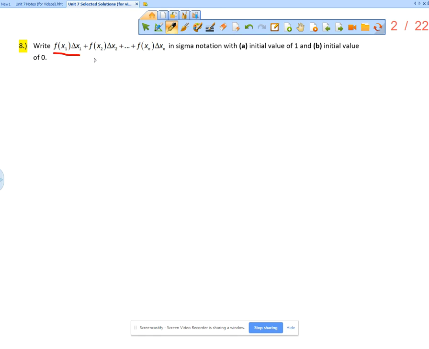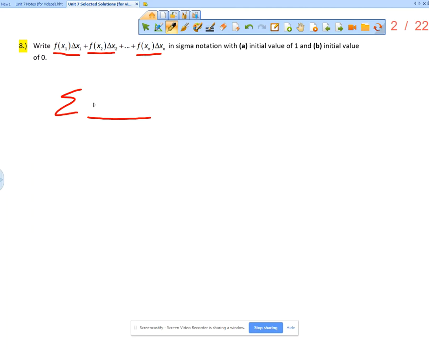So I have f of x sub 1 delta x sub 1 plus f of x sub 2, excuse me, f of x sub 2 delta x sub 2 plus, and so on, plus f of x sub n delta x sub n. So what we want to do is we need to have each term, each group of things multiplied together, inside of the summation. All right, so first of all, f of x sub 1 delta x sub 1, f of x sub 2 delta x sub 2.